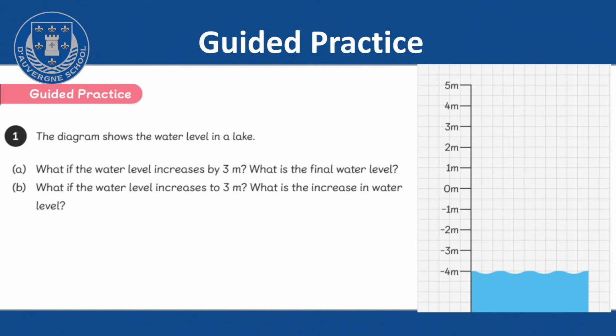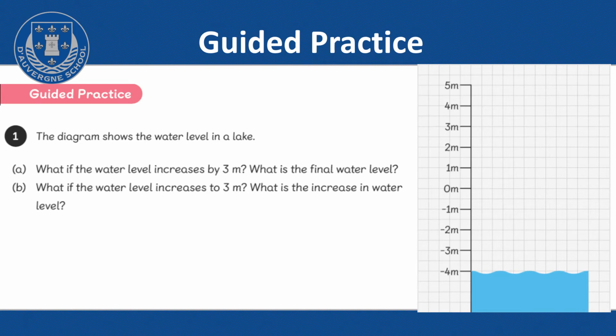Okay, now we're looking at guided practice. Okay, let's read what our question is today in guided practice. The diagram shows the water level in a lake. Okay, so if we look across at our scale and our negative numbers and our positive numbers on the right hand side, we can see where the water level has come up to. And you can see there that it is at -4 meters. Okay, so good idea maybe to write that down so you know what we're beginning with.